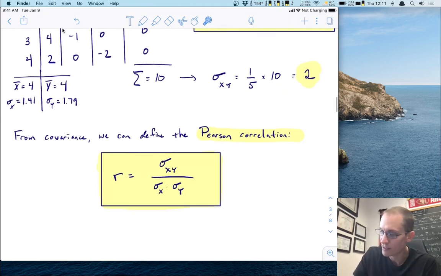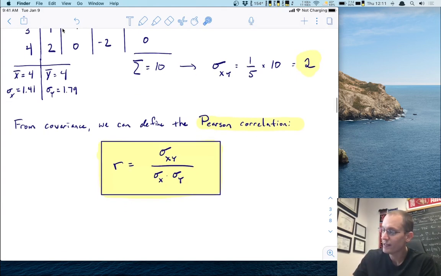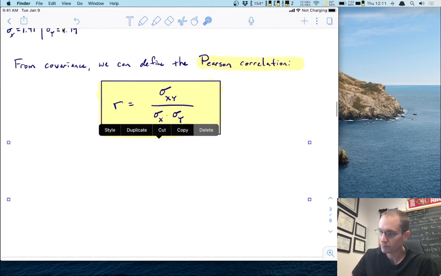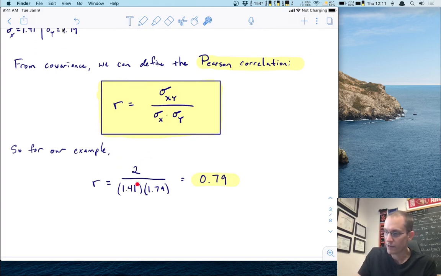So from this covariance, we can easily define the Pearson correlation, which you've probably heard of before, but this is how it's defined. You take the covariance that you just found, and then you divide by the product of the two standard deviations. Okay, so we had a covariance of 2 up here. To find the Pearson correlation, we're going to take that 2 and divide by 1.41 times 1.79. Okay, let's see that worked out. It's going to look like this. Covariance divided by the standard deviation of x times the standard deviation of y, and that gives us a Pearson correlation of 0.79. The symbol for correlation is R, and that's the value.